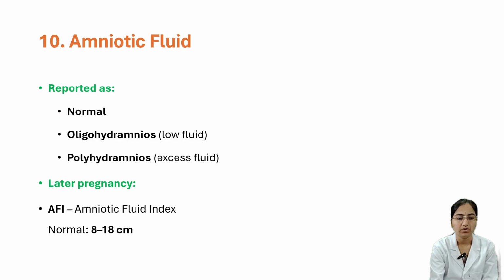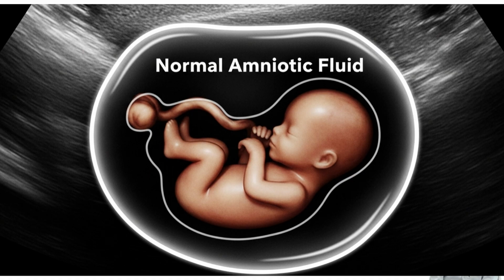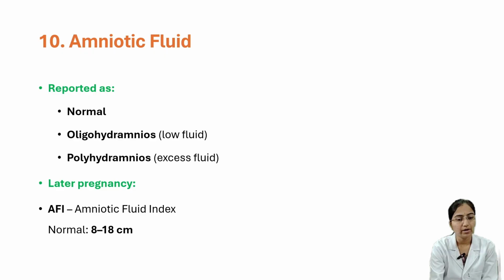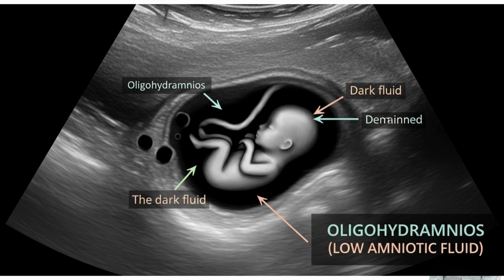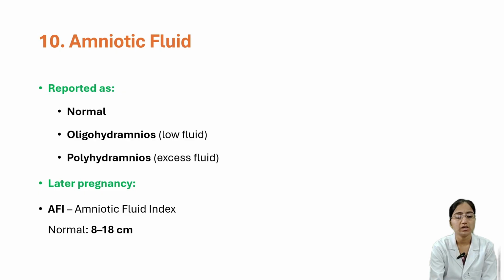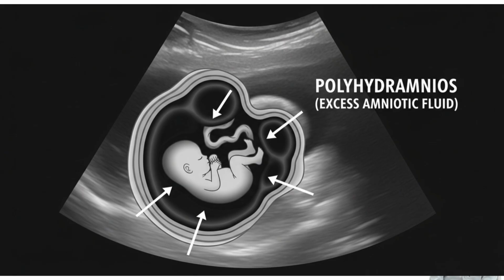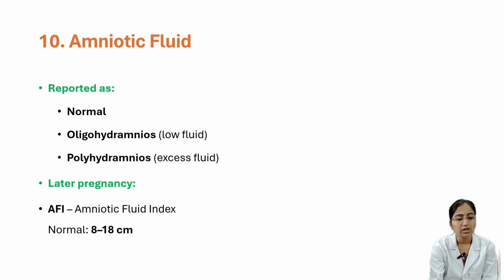Next, amniotic fluid. Here it is reported as normal, oligohydramnios, that is low amniotic fluid, or polyhydramnios, that is excess amniotic fluid. And then in later pregnancy, the amniotic fluid index, where the normal index is 8 to 18 centimeters.